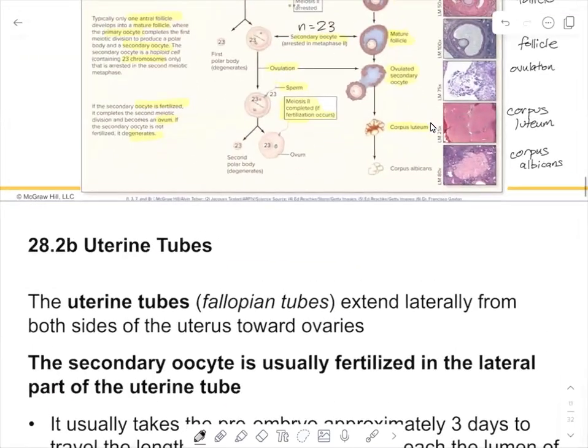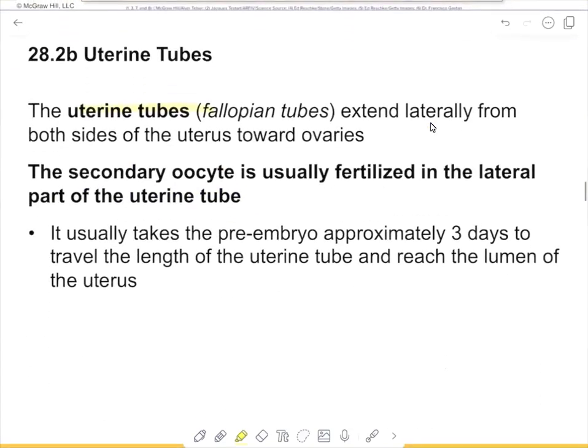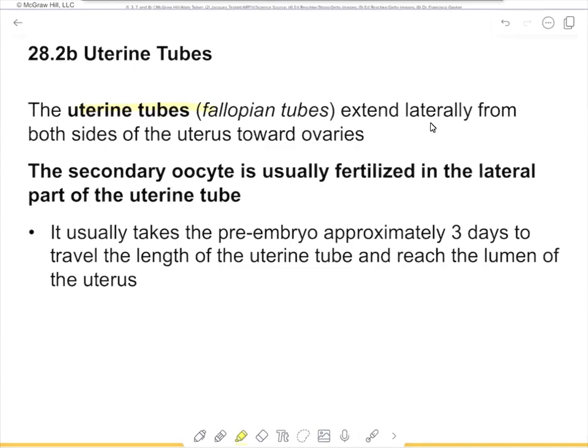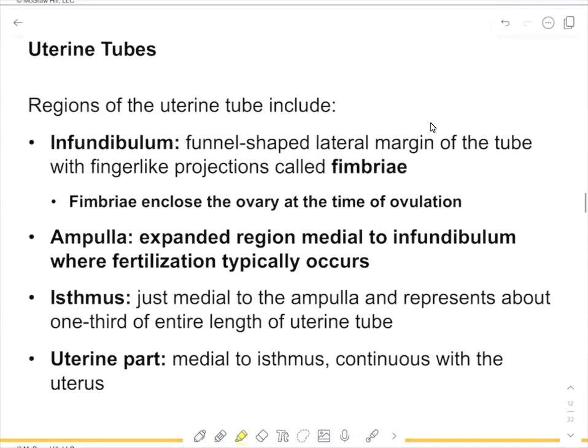On our next slide, we have the uterine tubes, also referred to as the fallopian tubes. They extend laterally from both sides of the uterus. The secondary oocyte is usually fertilized in the lateral part of the uterine tube, which means that it is close to the ovary, so it's usually in the distal third of the uterine tube. It usually takes the preembryo approximately 3 days to travel the length of the uterine tube and reach the lumen of the uterus. Regions of the uterine tube include the infundibulum, which contains the finger-like projections called the fimbriae. Those fimbriae are going to enclose the ovary at the time of ovulation to help the secondary oocyte be released into the uterine tube.